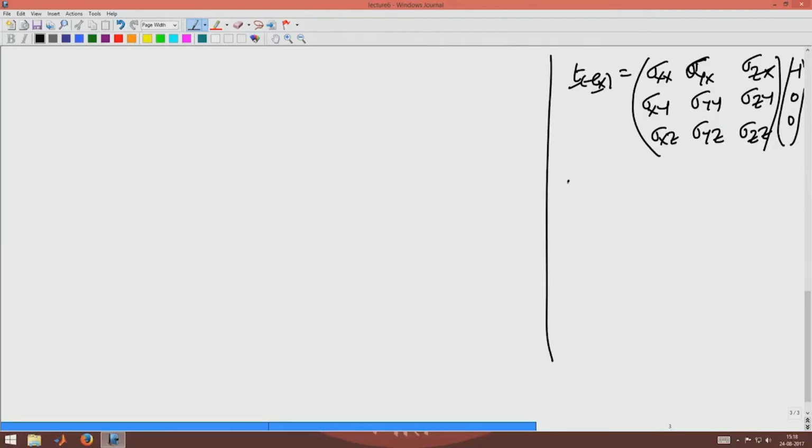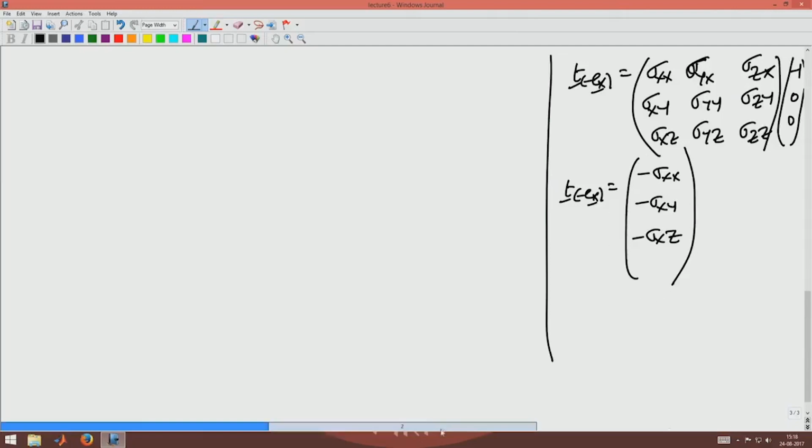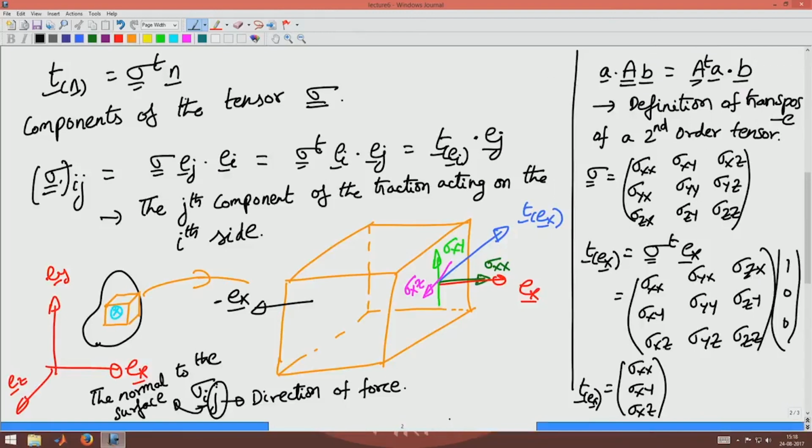Now, this will give me T of minus E x as minus sigma x x, minus sigma x y, minus sigma x z. Since sigma x x, x y and x z are assumed to be positive numbers, now these are negative numbers, indicating that the direction of the force in the negative face should be opposite to the orientation of the coordinate system. Okay. And hence, let me first draw the T of minus E x, which should have the same magnitude, but opposite in direction.